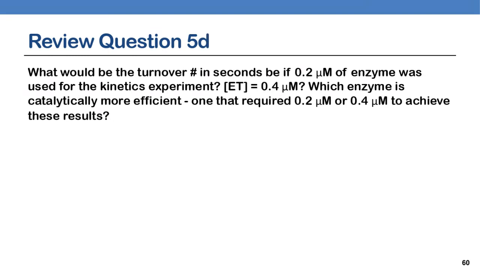Last part of this question, what would the turnover number be in seconds if 0.2 micromolar of enzyme was used for the kinetics experiment? What about if we used instead 0.4? So which enzyme is catalytically more effective? One that would require 0.2 micromolar or one that would require 0.4 micromolar to achieve these results? So you're going to want to use the same Vmax that was previously given. But I think, yeah, you can rationalize it on your own too. So someone said 0.2 is more efficient, which is correct.